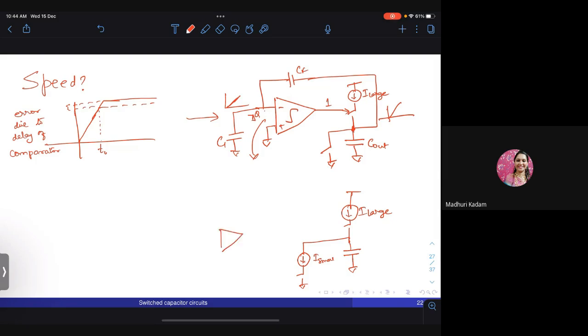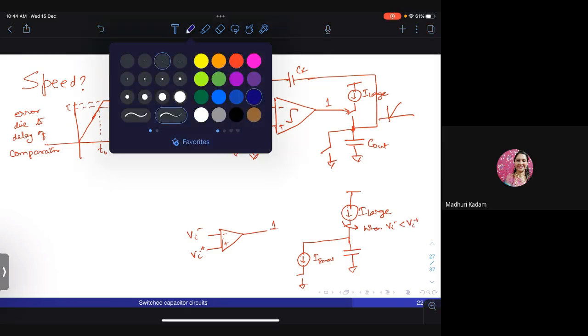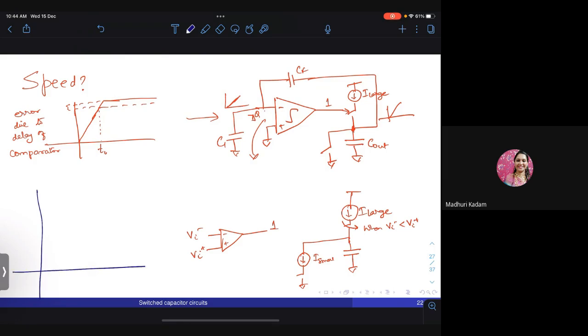So, and I have a comparator. I'm not going to draw the entire circuit, for keeping it simple. So what happens is when Vi minus is less than Vi plus, this output is 1 and this switch is turned on. Right? So this is when Vi minus is less than Vi plus. What happens to the output at that time? The output at that time will basically start charging up.